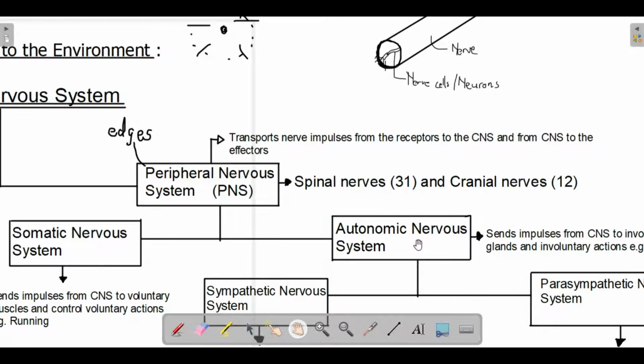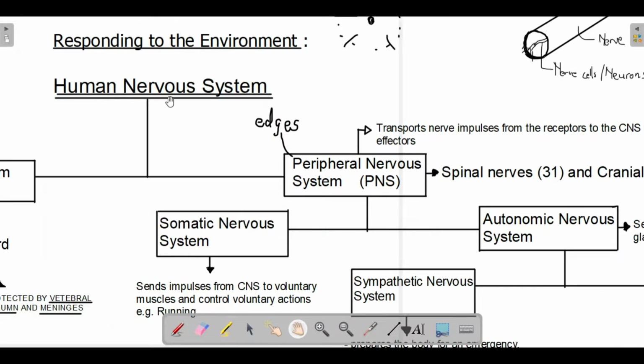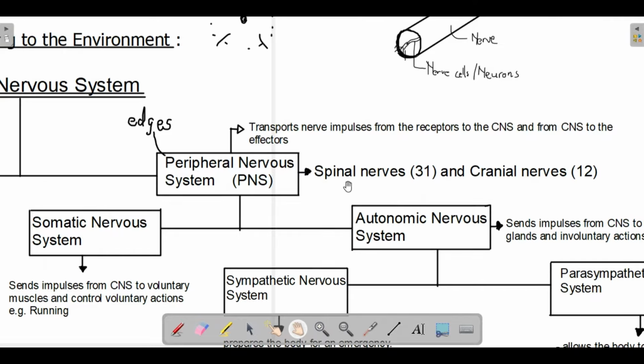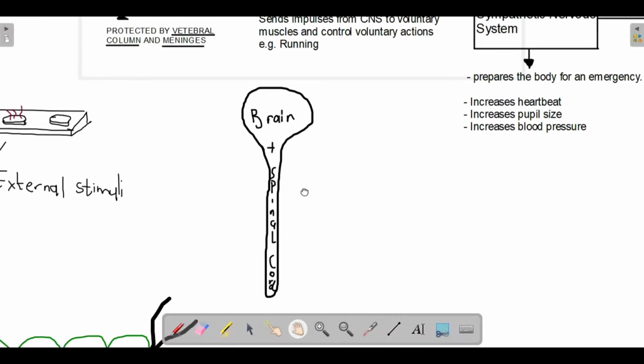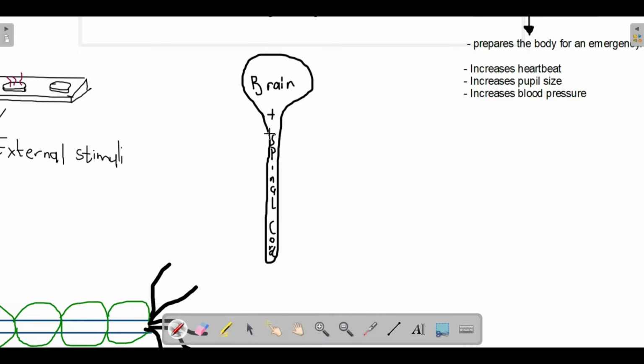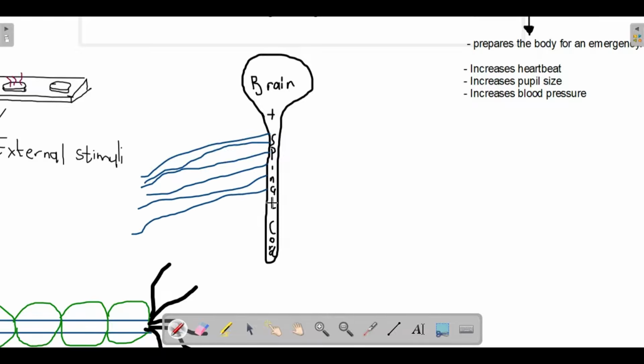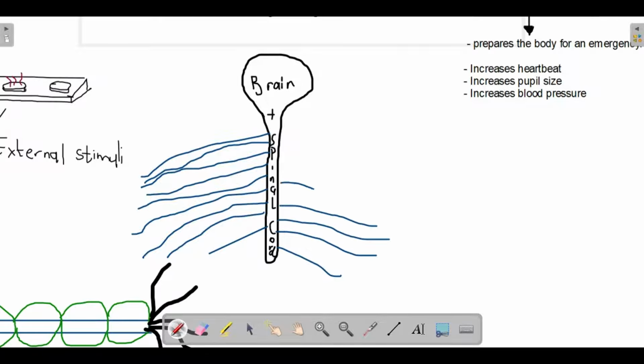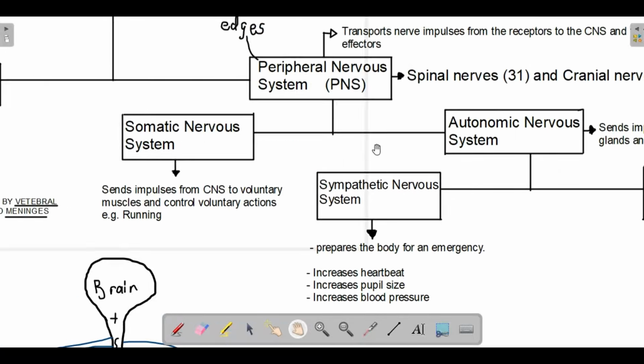So what you have to know here is that the peripheral nervous system is part of the human nervous system, and that it is made up of spinal nerves and cranial nerves. There are 31 pairs of spinal nerves. When we're referring to spinal nerves, we're actually referring to tubular structures or fibers that connect the rest of the body to the spinal cord. They go from the spinal cord to all different parts of the body. So that is your spinal nerves, which are part of your peripheral nervous system.